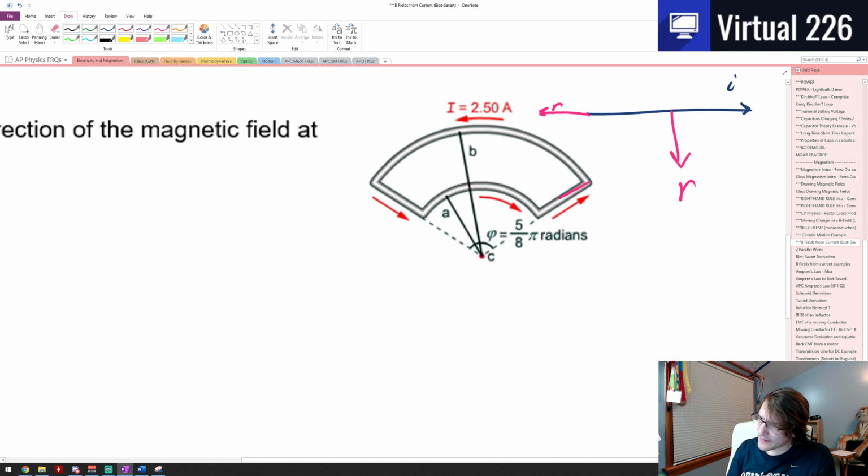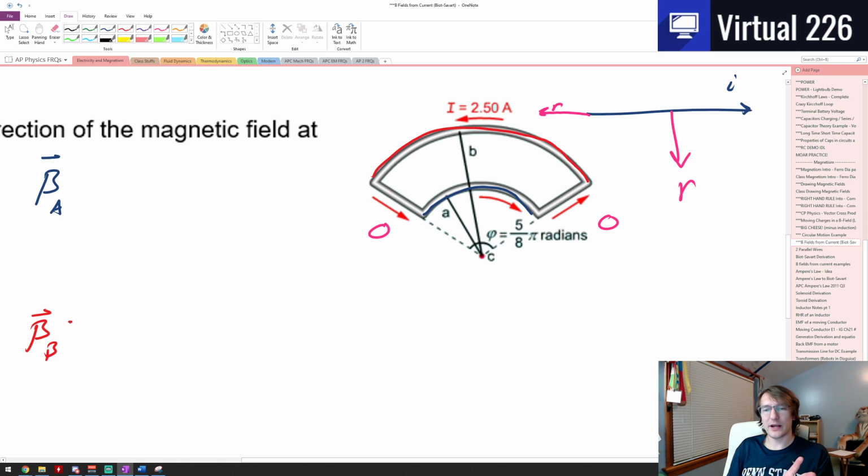So if we take a look at these lines here, these lines are directly in line with C. So these two lines here are going to provide zero B field, okay? We get zero out of those. Nada, zilch, nothing. So the only things we actually have to care about are the B field from line A here, and the B field from line B, the line going over the top in this poorly drawn arc by yours truly. That's all we care about.